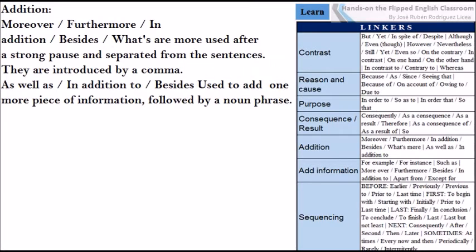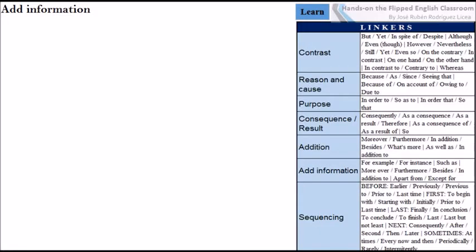Addition: moreover, furthermore, in addition, besides are used after a strong pause and separated from the sentences. They are introduced by a comma. As well as, in addition to, besides are used to add one more piece of information, followed by a noun phrase. Add information.